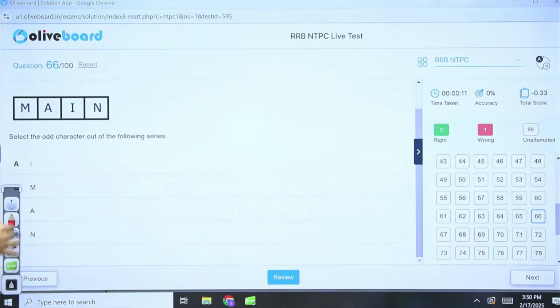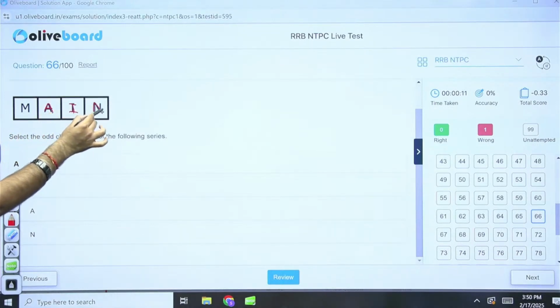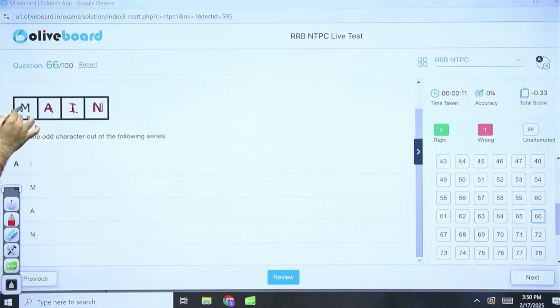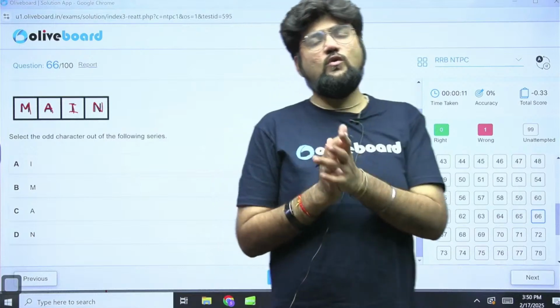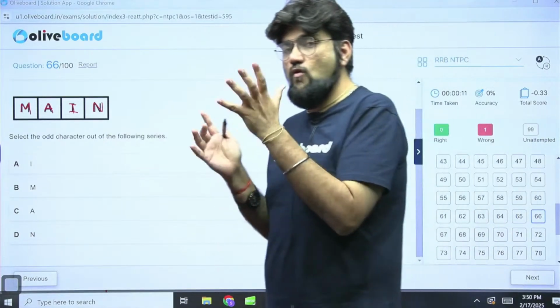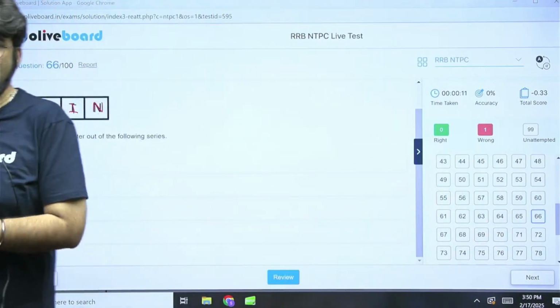He said, sir, A is made with 3 lines, I is made with 3 lines, and N is also made with 3 connecting lines, but M is made with 4 connecting lines. Could have been a logical explanation, but usually they don't go for vague explanations. They go for something which is more meaningful, right?